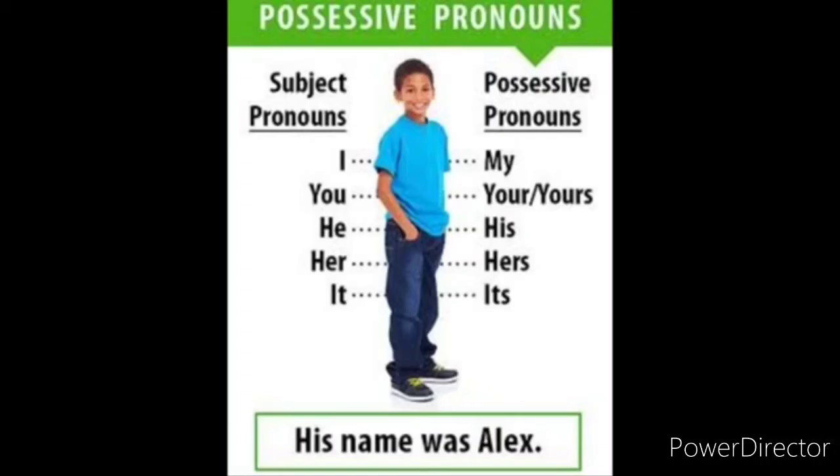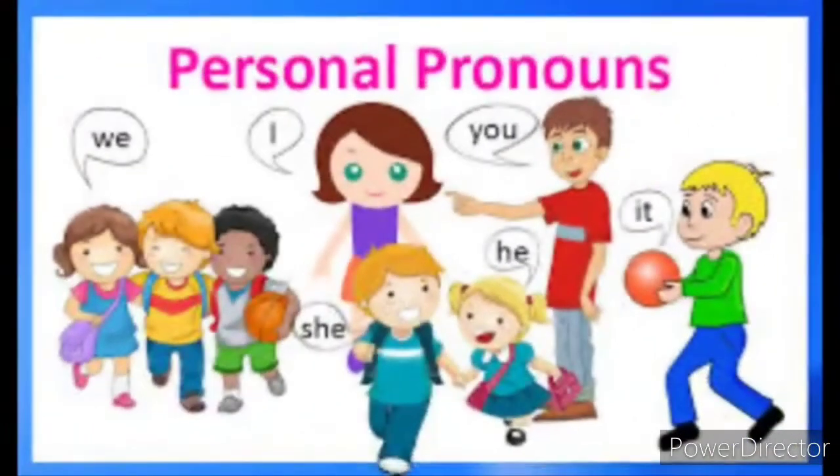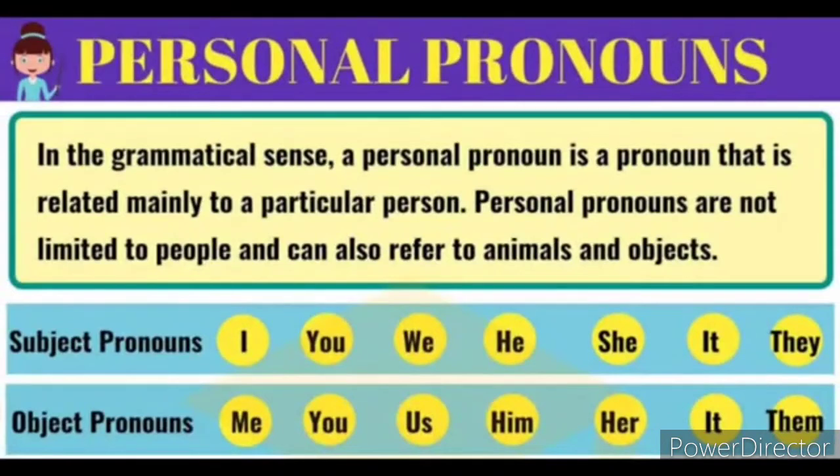Children, now we are going to see the last and final pronoun, that is personal pronoun. What is meant by personal pronoun, children? Personal pronouns are the pronouns that refer to a specific person or things. The personal pronoun can change its form according to the person, number, gender and its case. Here the personal pronoun is divided into two types. One is subject pronoun, another one is object pronoun. Children, let's see about this subject and object pronoun now.